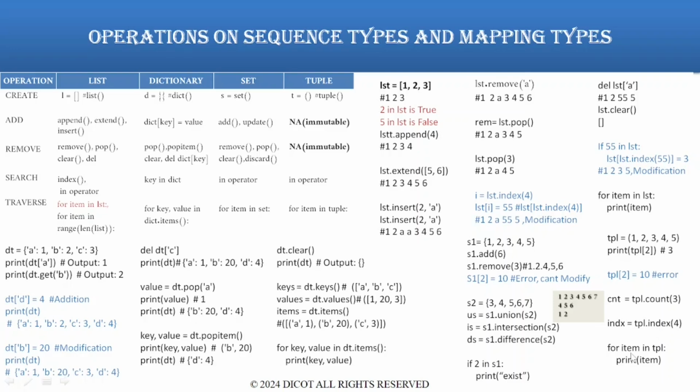We can check the presence of an element in a tuple using the in operator, the same way as we did for list. We can traverse the tuple using a for loop, similar to the way we have traversed the list and dictionary. So, this covers an overview of some important operations on list, dictionary, set and tuple.